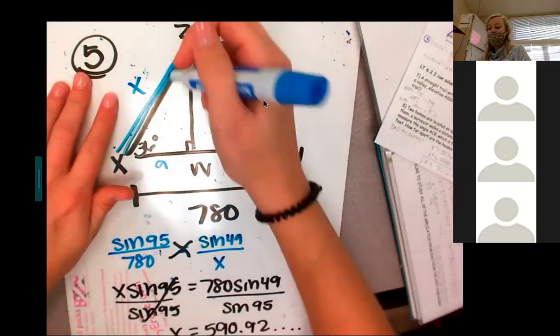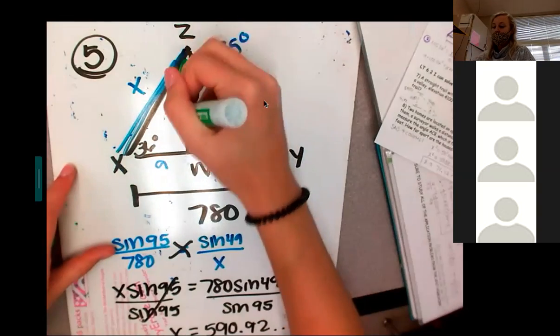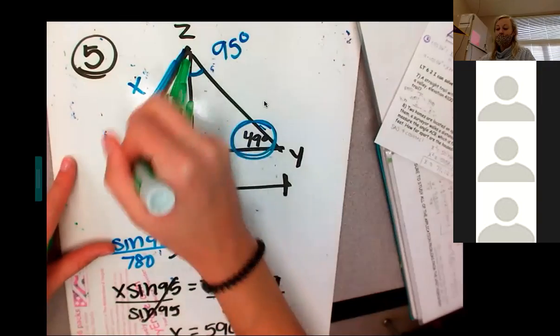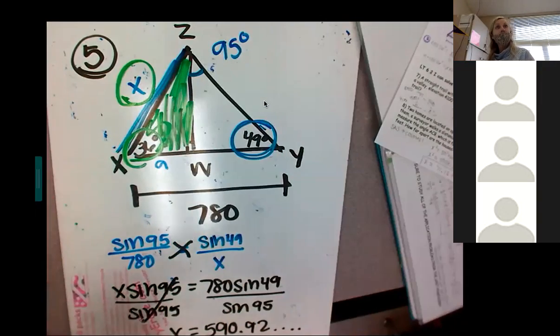But now we know what X is, so everybody look. This is why we needed to find this side. Now you have this green right triangle where you know one of the angles and one of the sides. So now we can use SOHCAHTOA. If it's a right triangle, and you know one angle and one side, you should be able to find the other pieces.